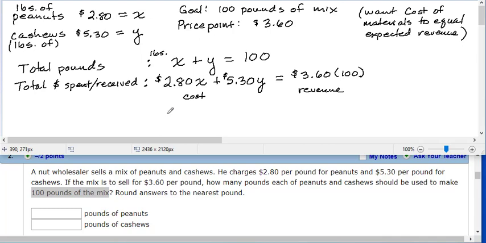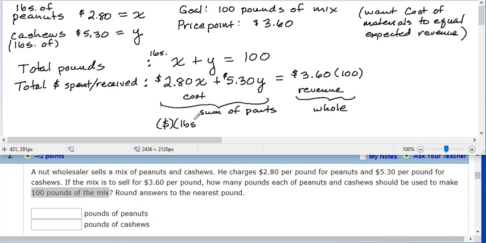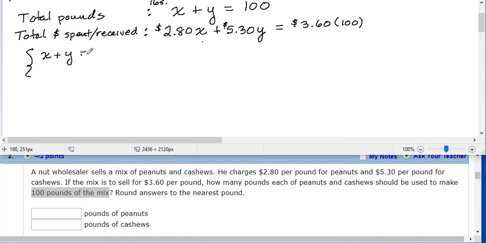This setup is somewhat different from the interest rate accounts problems. The sum of the parts will equal the whole. And in the parts, we have price times pounds for the peanuts, and then price times pounds for the cashews. And then we have price times pounds for the final mix. Okay, let's solve it now. I have a system of two equations. X plus Y is 100, and 2.8x plus 5.3y is 3.6 times 100, which would be 360.